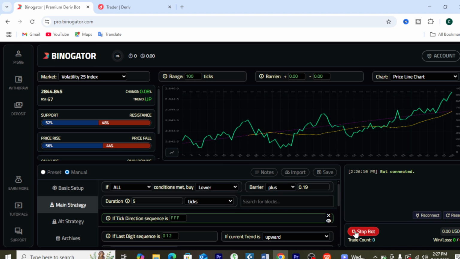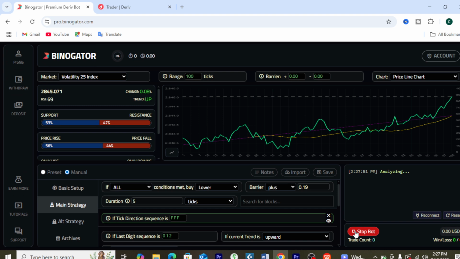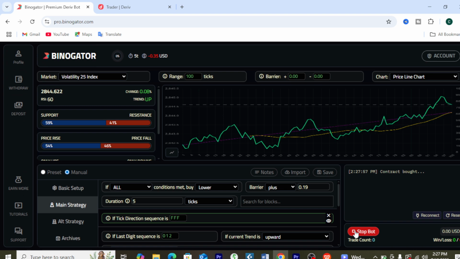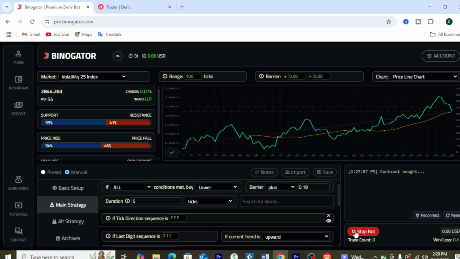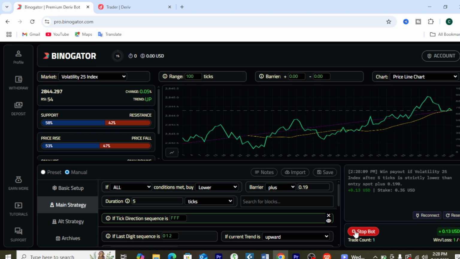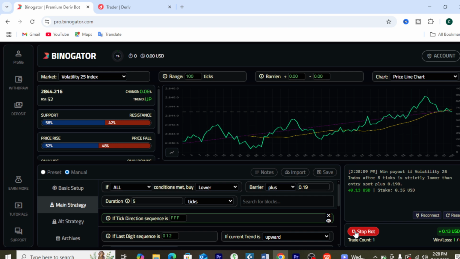And I'm going to run the bot. The bot should buy lower whenever there are 3 consecutive falls. Contract bot. Oh, I think something has happened already, but I want to end the video because I don't want the video to be too long. But this is a strategy that I've tested. I've been testing it and the thing has been working out.